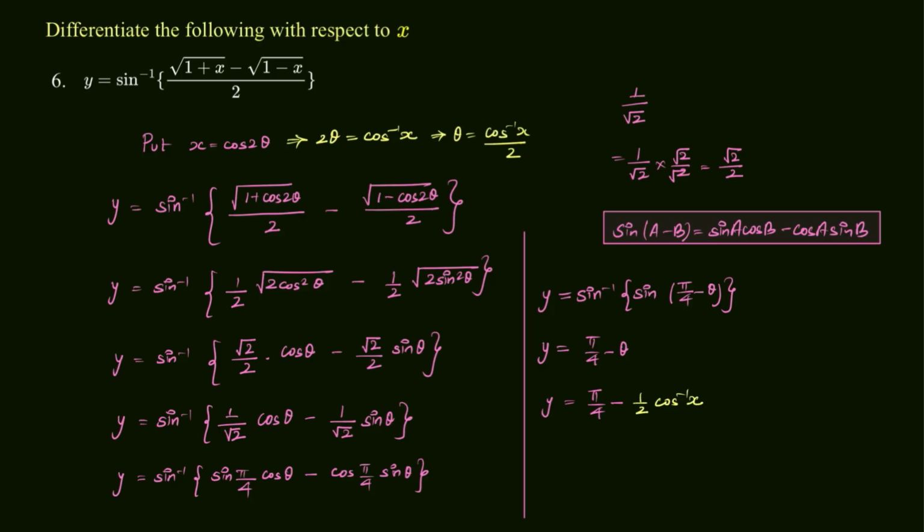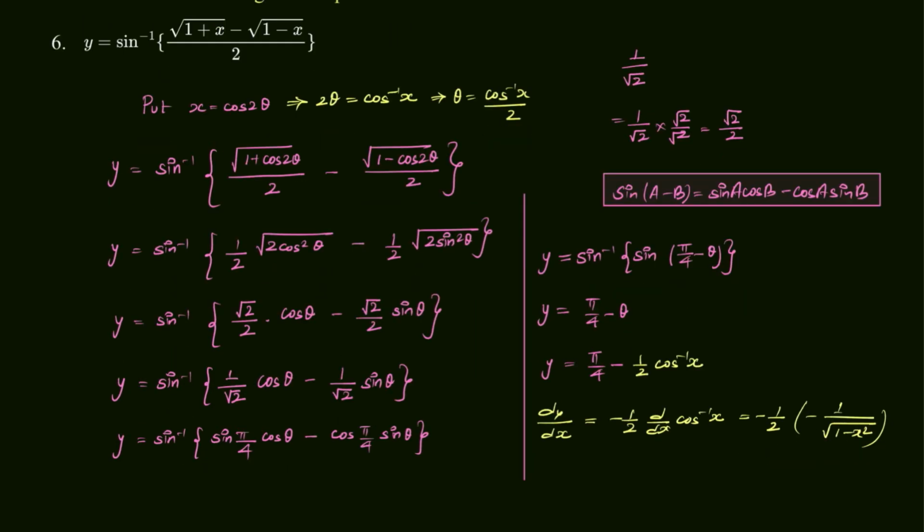Now let us differentiate both sides with respect to x, then we will have dy over dx equals, see, ddx of pi by 4. Pi by 4 is a constant, so it will be 0, and here it will be minus 1 by 2 ddx of cos inverse of x, and the differentiation of cos inverse function is minus 1 by square root of 1 minus x square. Hence my final answer will be 1 over 2 into square root of 1 minus x square.